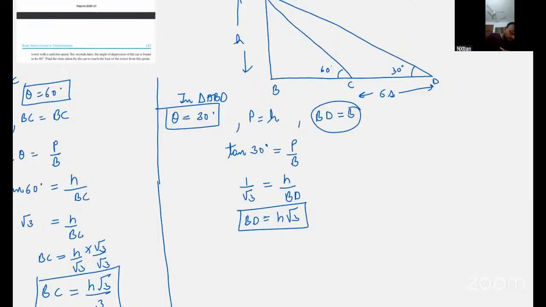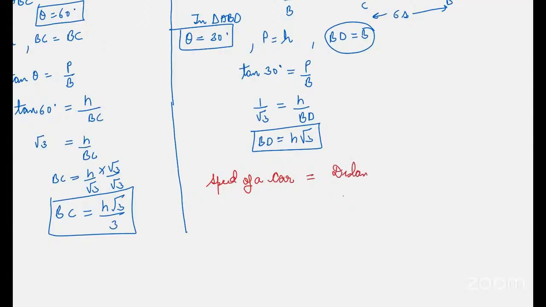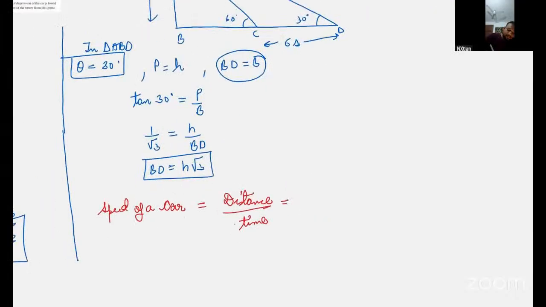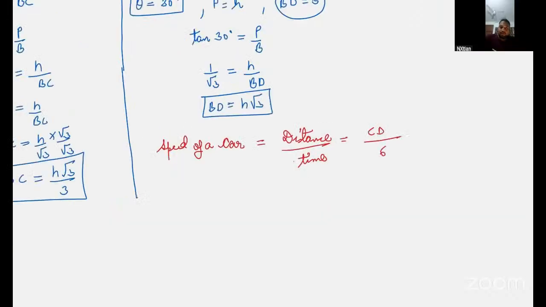Now, listen guys. Now we will find the speed of the car. What is the formula for the speed of a car? Distance upon time. But in this case, the time is given, which is 6 seconds. But the distance CD is missing, no? Are you getting this? So how will you calculate the CD distance? Can you tell me?